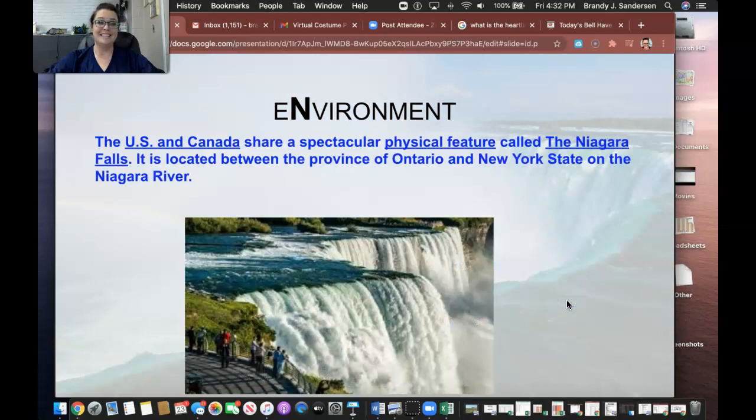The United States and Canada actually share a spectacular physical feature called Niagara Falls. It's located between the province of Ontario and New York State on the Niagara River.